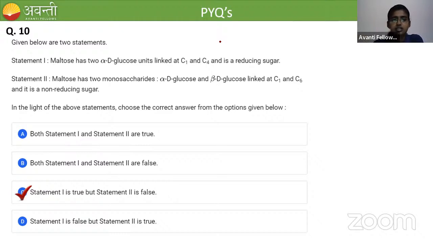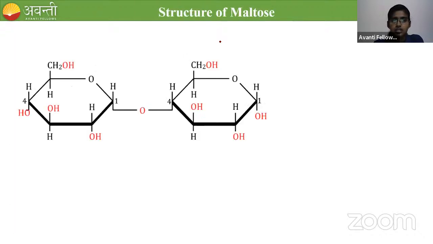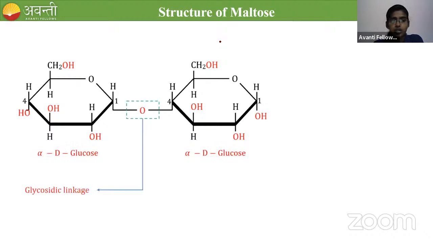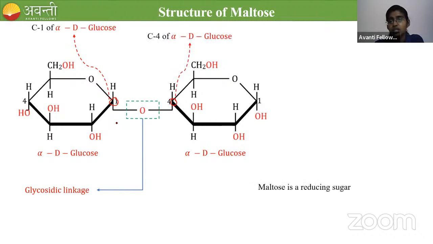I'll discuss the structure of maltose with you now. Just look into it. This is the structure of maltose, which is made up of alpha D glucose and alpha D glucose. The carbon 1 of the first molecule forms the glycosidic linkage with the carbon 4 of the second alpha D glucose. So C1 of the first bonds with the C4 of the second. And maltose is a reducing sugar.